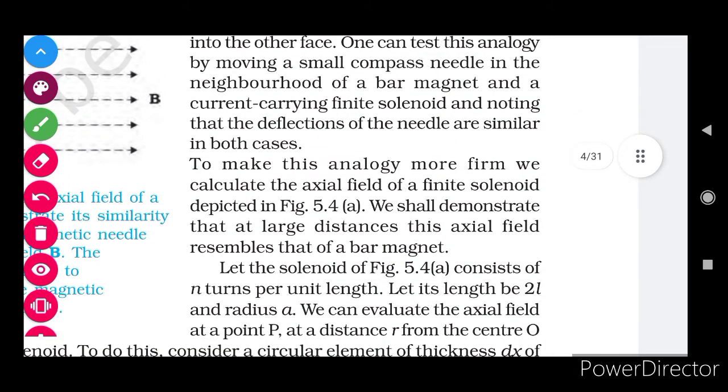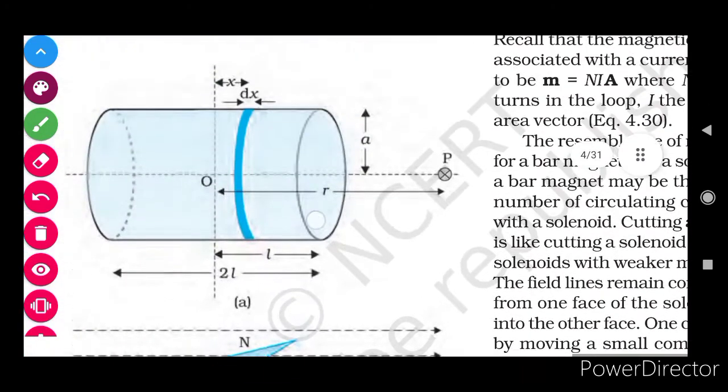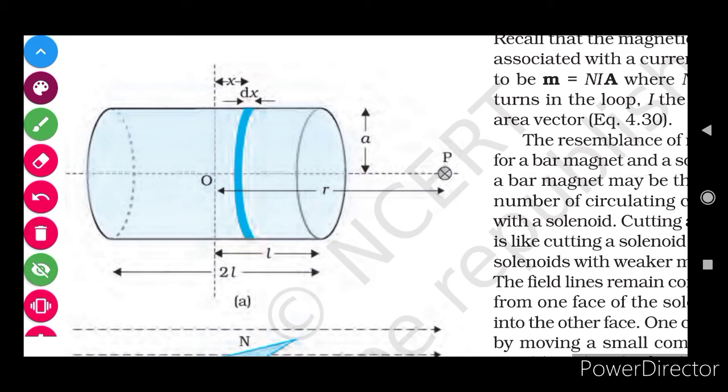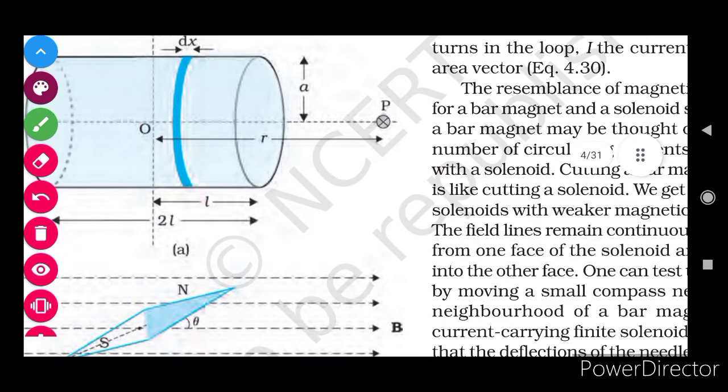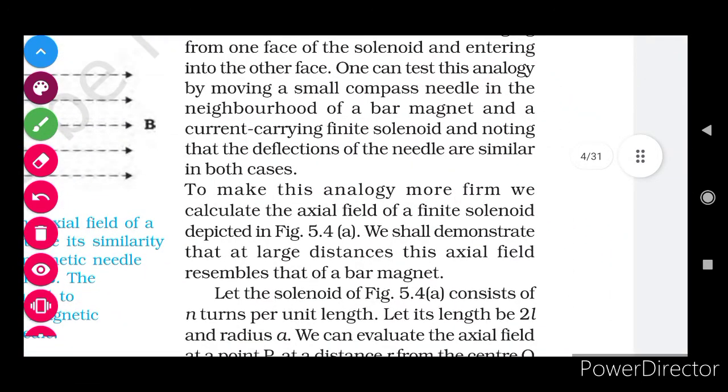Now to make this analogy more firm, we calculate the axial field of a finite solenoid depicted in figure 5.4a. We'll find the magnetic field at the axial point of this solenoid. We shall demonstrate that at large distances this axial field resembles that of a bar magnet.